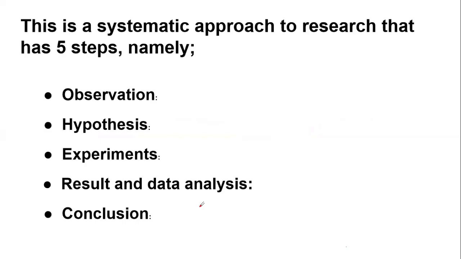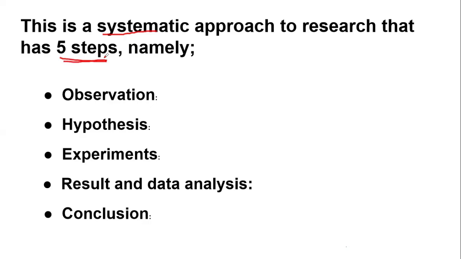Now we can talk about the scientific method. So what is the scientific method? It's simply an approach that scientists use in order to discover or find out something. Specifically, I'll put the definition here on top. The scientific method is a systematic approach to research that has mainly 5 steps. Different books and literature have maybe 6 or some others 4, but the main ones we can say are 5 steps.